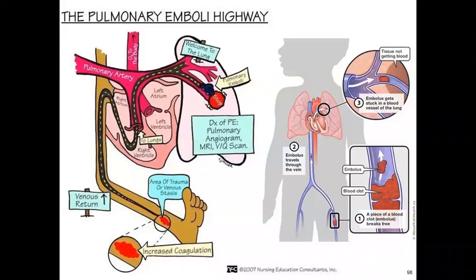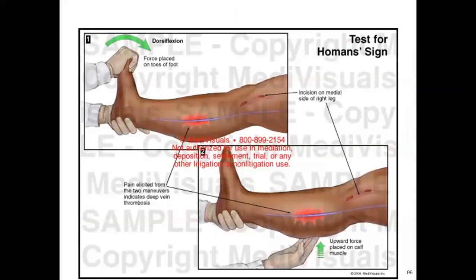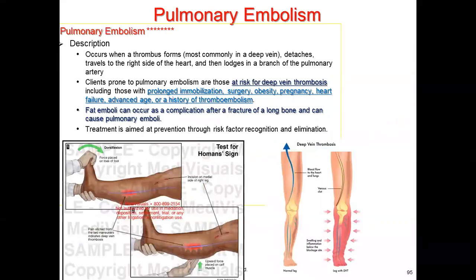Here we are going to focus on one of the most important topics for today, the pulmonary embolism. Pulmonary embolism is a life-threatening blockage in the pulmonary vasculature and is most commonly caused by deep vein thrombosis. Pulmonary embolism occurs when a thrombus forms, most commonly in the deep vein.